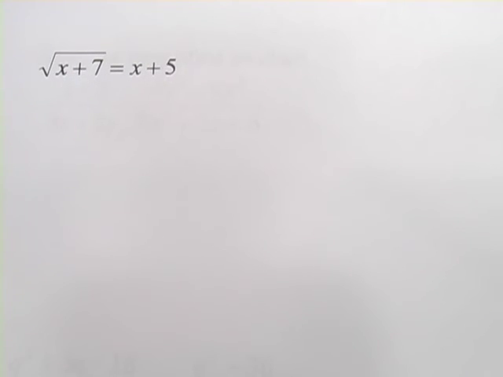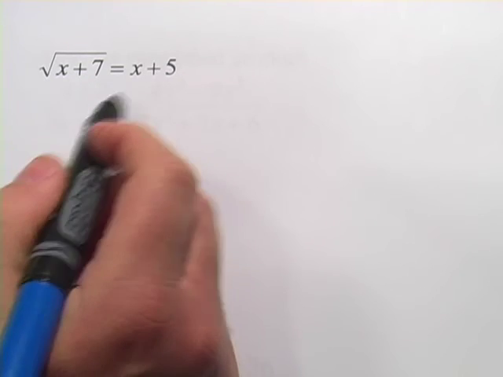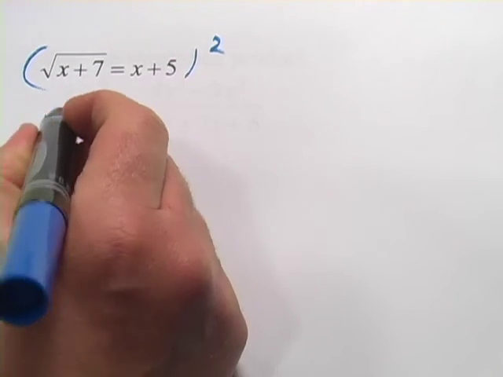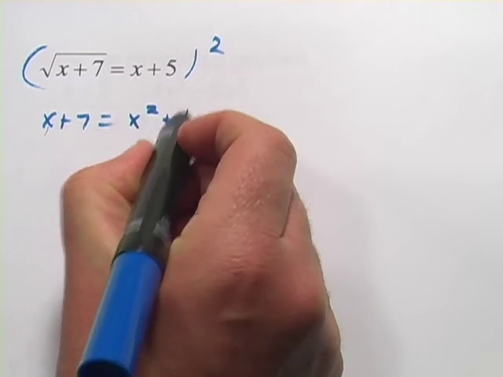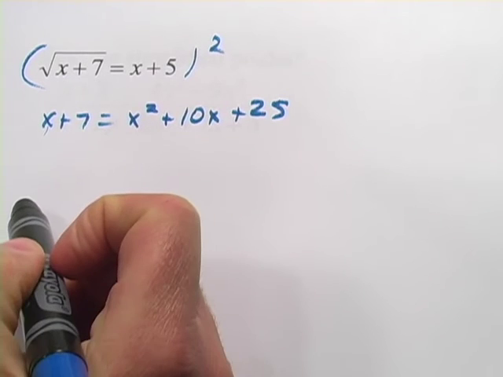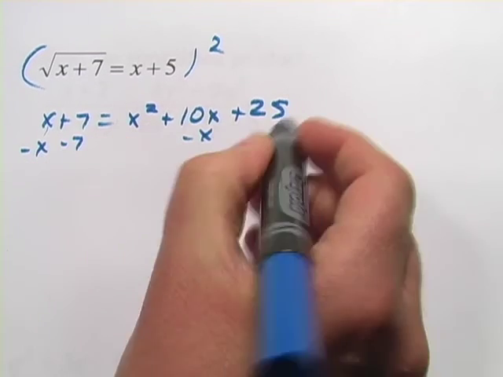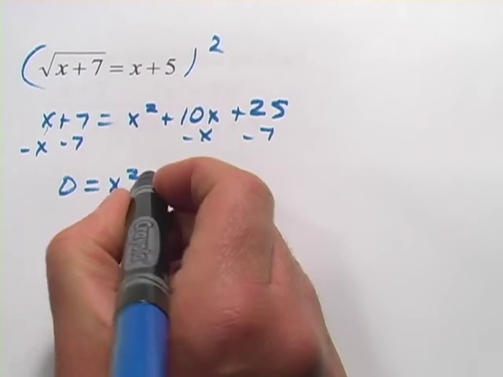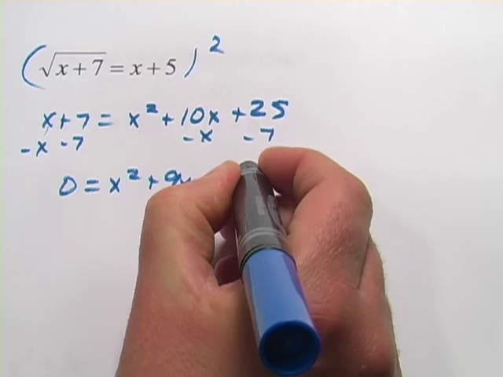All right. So this one, we've got our radical part isolated on the left-hand side, so we can go ahead and square everything. So that would be x plus 7 over here. And over here, of course, we've got to FOIL this out. We would get x squared plus 10x plus 25. Now we can do a little bit of simplifying here. I would subtract x from both sides. I would subtract 7 from both sides. And I would get 0 over here, and then over here, x squared plus 9x plus 18.